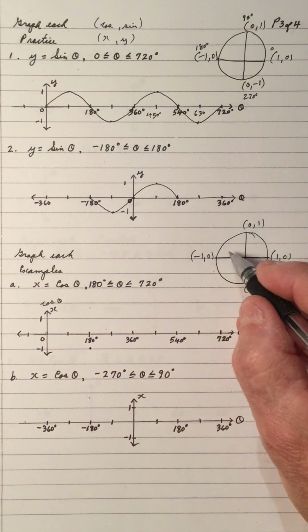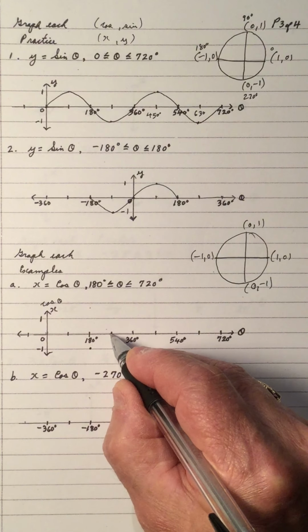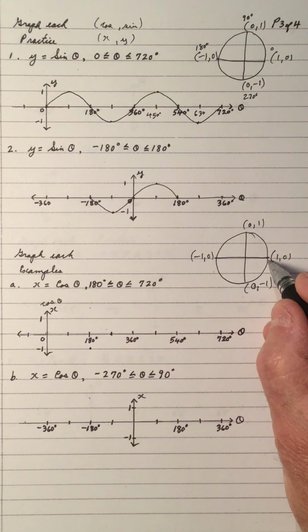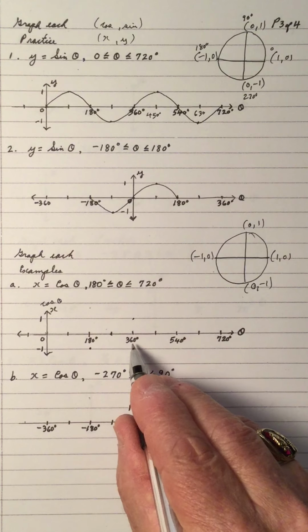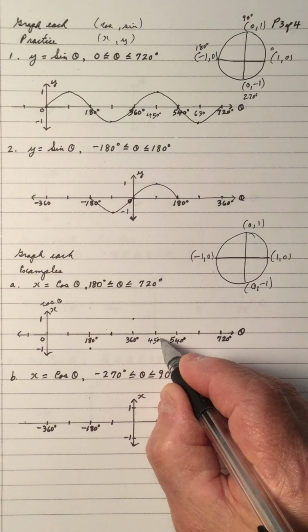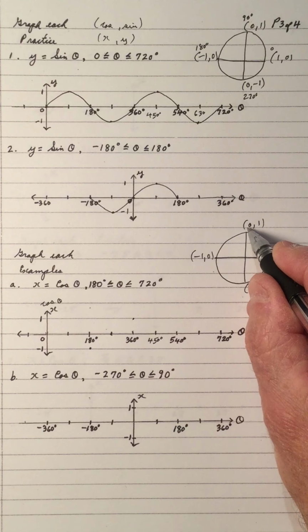And we go to 270. Cos of 270 is 0. 360 right here, all the way around, cos is 1. 360, a 1. So now we have to go to 450. And 450 is the same as 90. So the cos is the x, we got a 0.